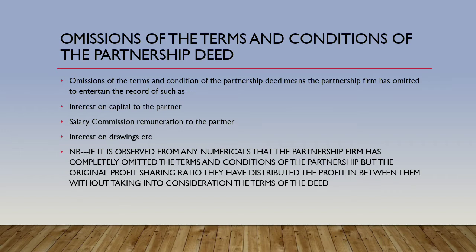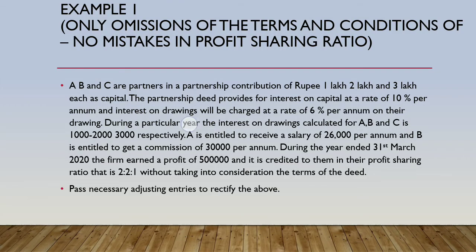And this is the most important column, that is the pathfinder for us to take a decision, to take a judgment, right? So in the third slide, if I go to example 1, see the example 1, right? A, B, C are partners in a partnership firm, contributing rupees 1 lakh, 2 lakh, 3 lakh each as capital.